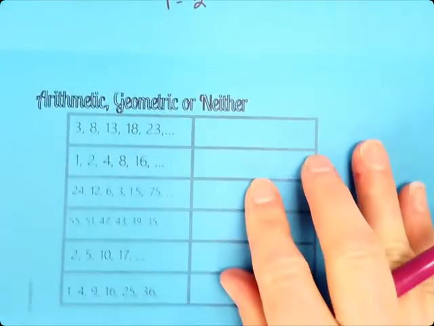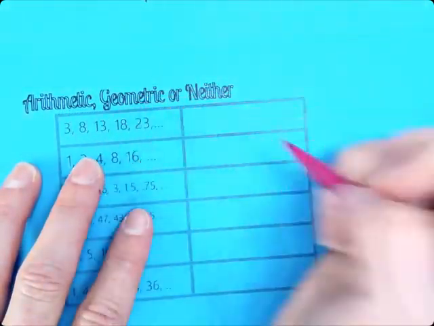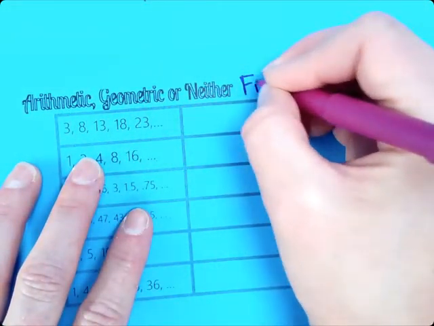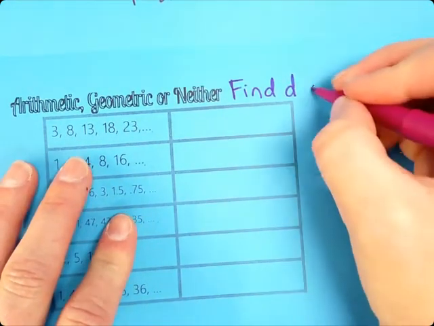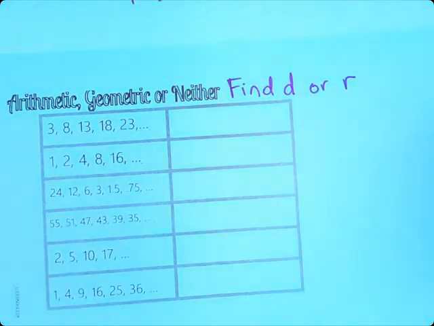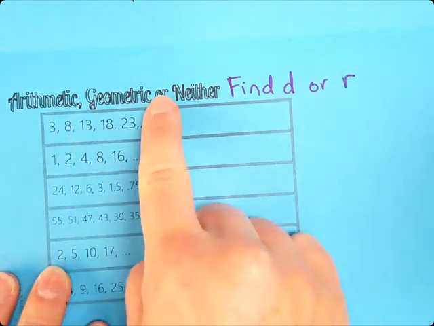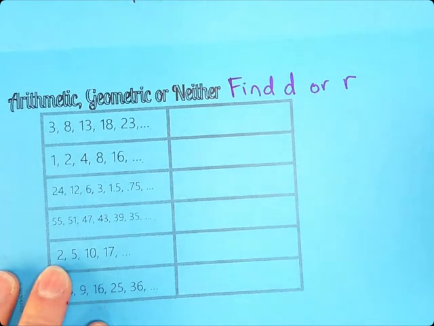All right, so what I want y'all to do is decide whether it's arithmetic, geometric, or neither, and then find D, which is the common difference for arithmetic, or R for the common ratio for geometric. We don't solve it. You're just saying arithmetic, geometric, neither, and then saying D equals this or R equals this. That's it.